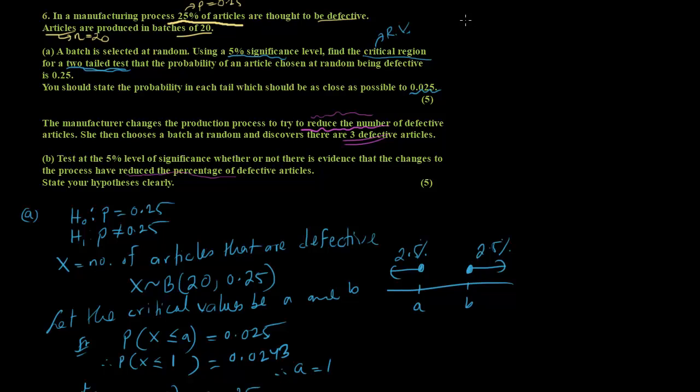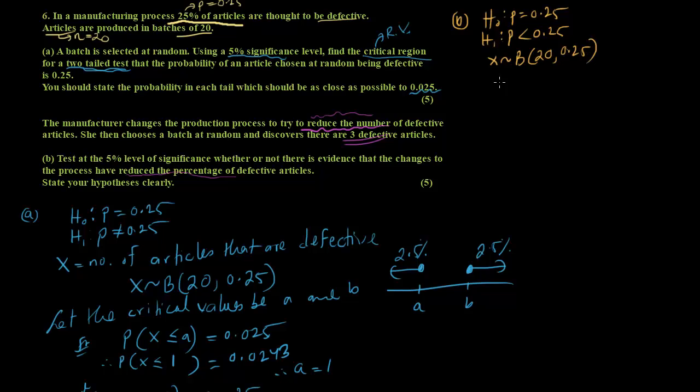H naught is going to be p equals 0.25. Remember, we always write the original value of the probability that is given. And H1, this time it is going to be reduced, so it is going to be p less than 0.25. Previously we used the distribution X. Now we are going to use the same distribution because the number of articles is still 20. Nothing has changed. Since we have defined it before, we don't have to define it all over again.